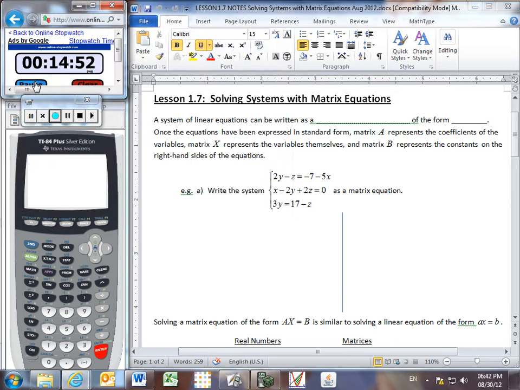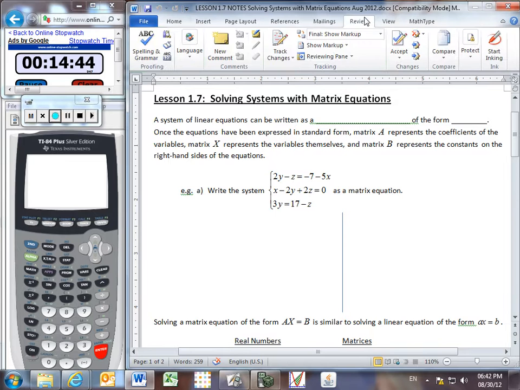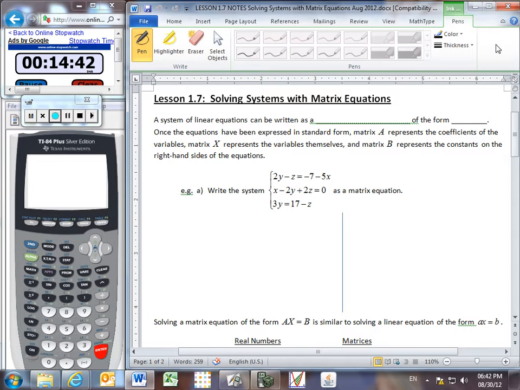Alright, let's have a look at the final lesson of this unit, solving systems with matrix equations. A system of linear equations can be written as a matrix equation, and it has the form AX equals B.